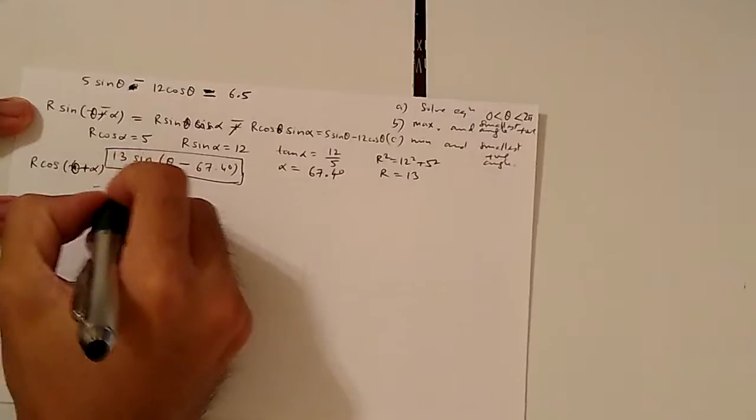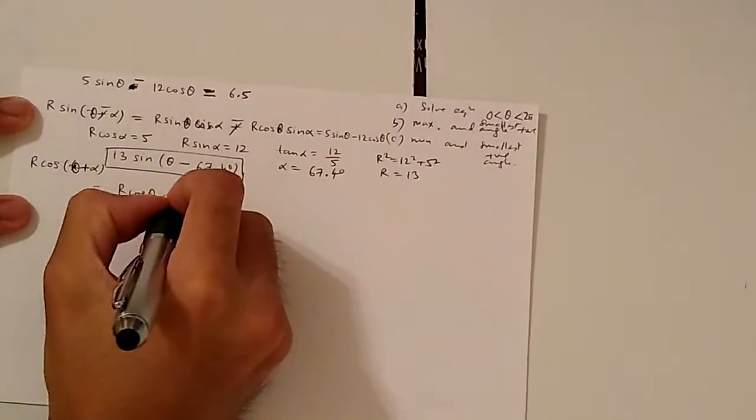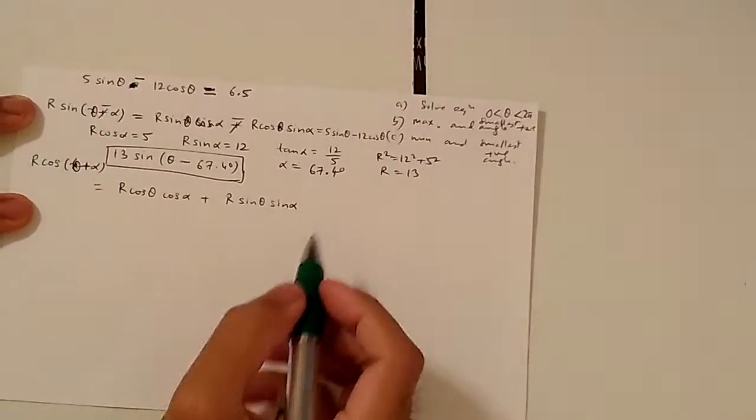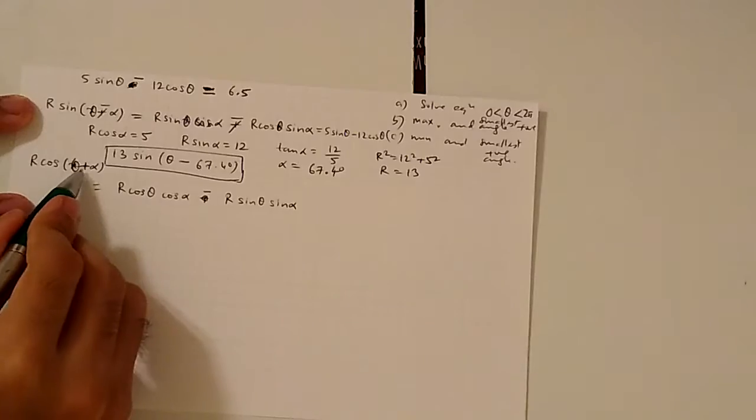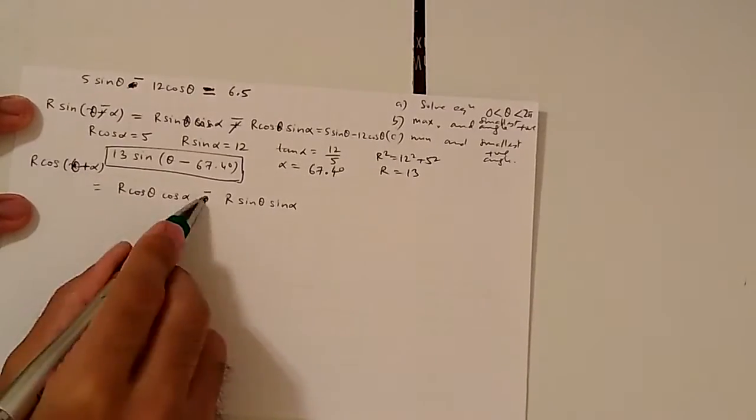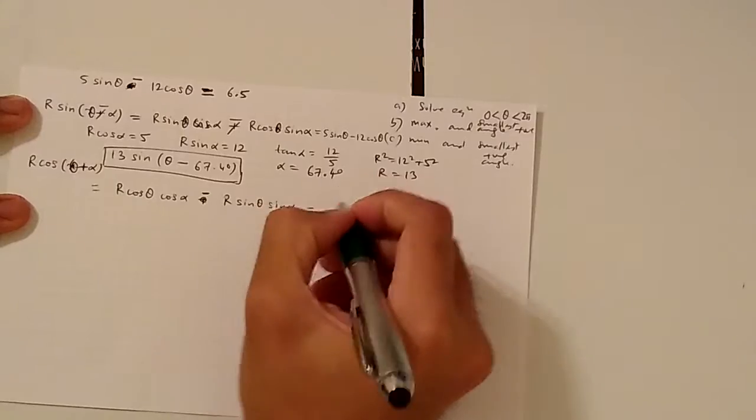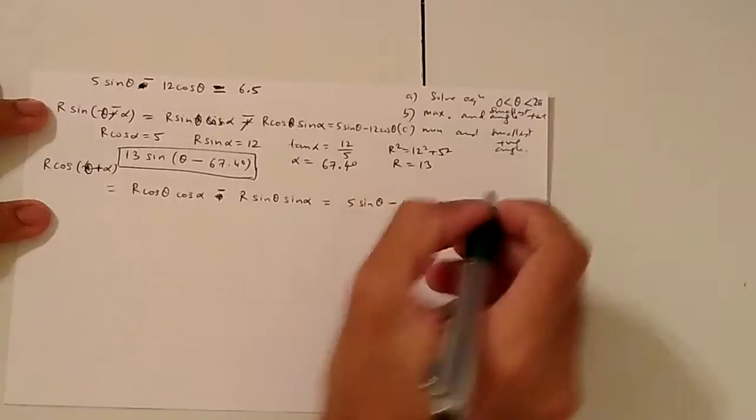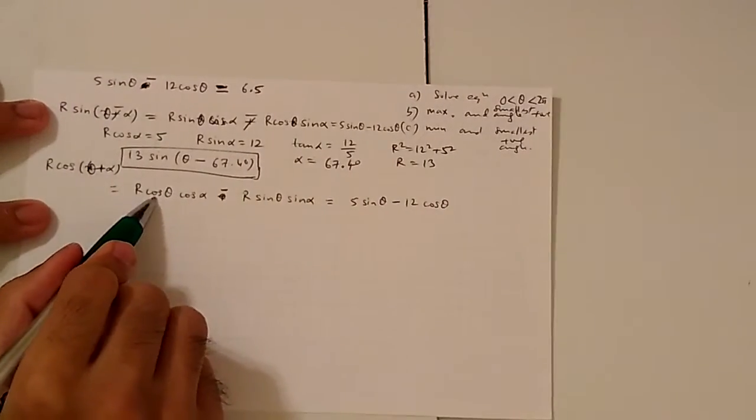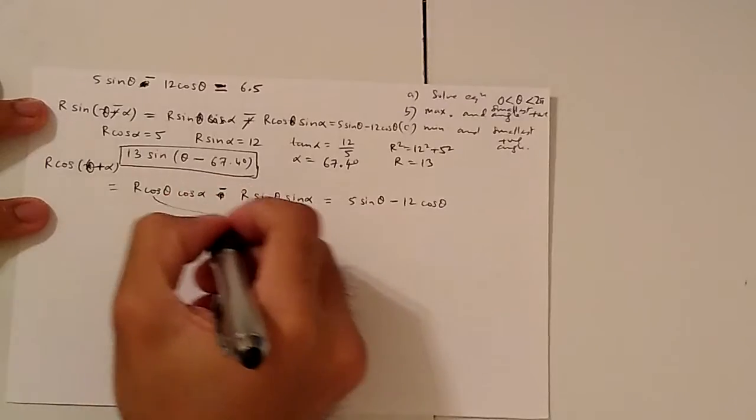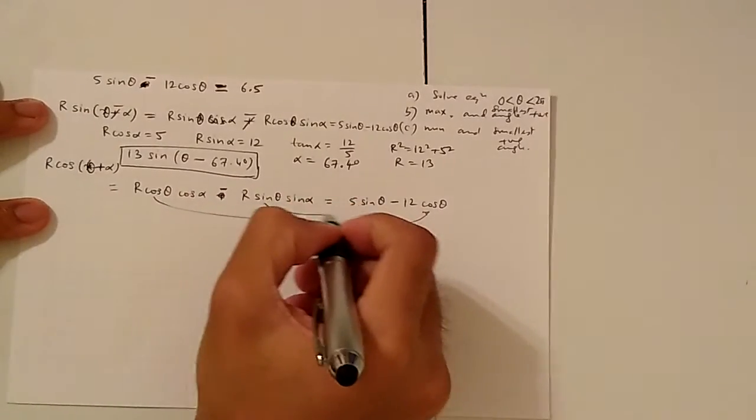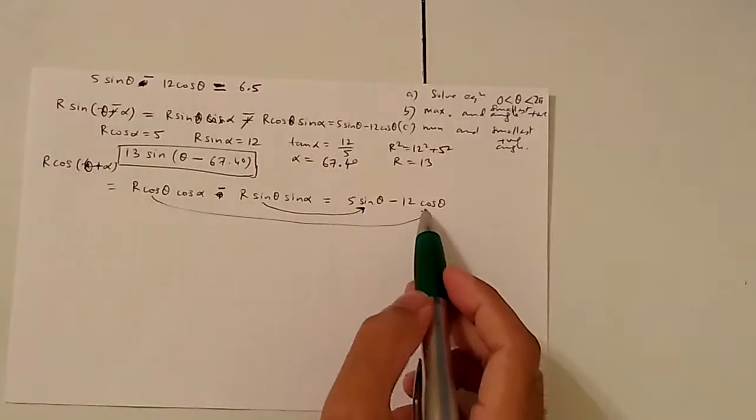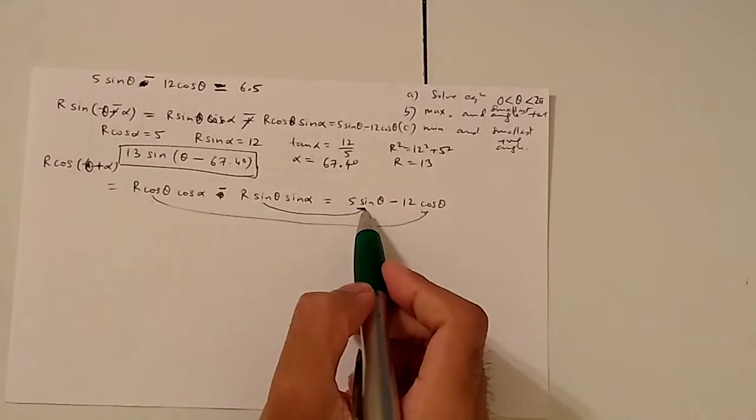R cos of (theta plus alpha) equals R cos theta cos alpha plus R sin theta sin alpha. Actually it's minus, excuse me, because we have plus over here, it's minus. For cos, plus in the bracket means a minus in the expansion. This is equal to 5 sin theta minus 12 cos theta. Cos theta is going to be with cos theta, not with sin theta. We'll compare cos theta with cos theta, and we'll compare sin theta with sin theta.